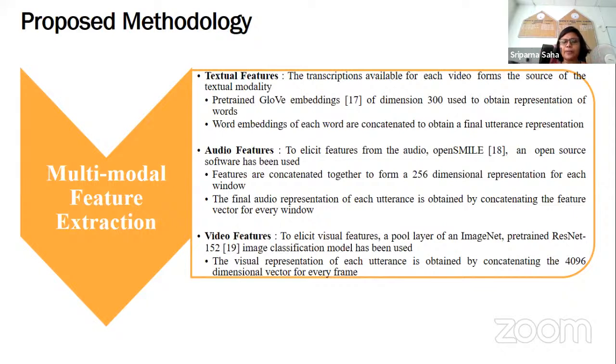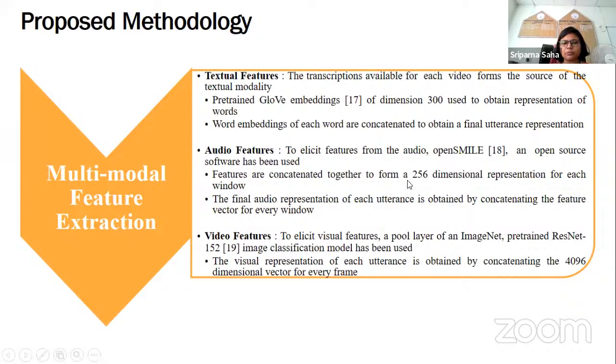For the textual features, we have the utterances, which are called transcriptions or transcripts. We are using the GloVe embedding. We pass the transcripts of the utterances through the GloVe embedding and generate word embeddings for the individual words in the utterance, and then we average them. So if the utterance has 10 words, we take the average of these 10 words to get the final utterance representation.